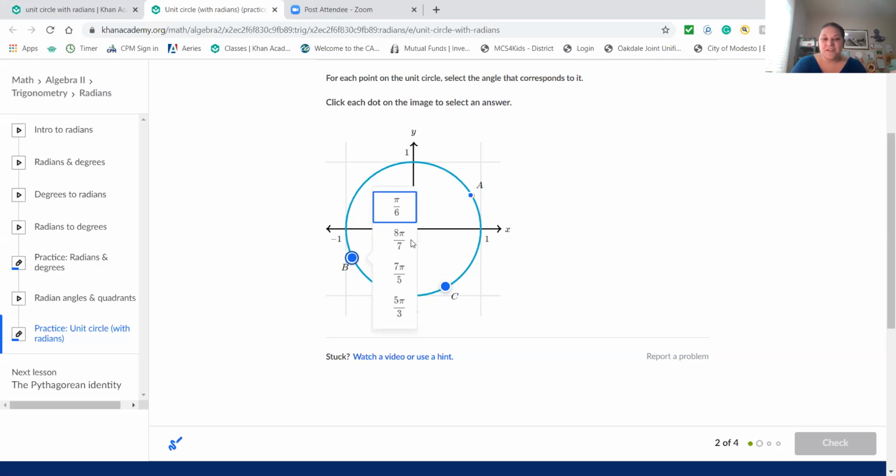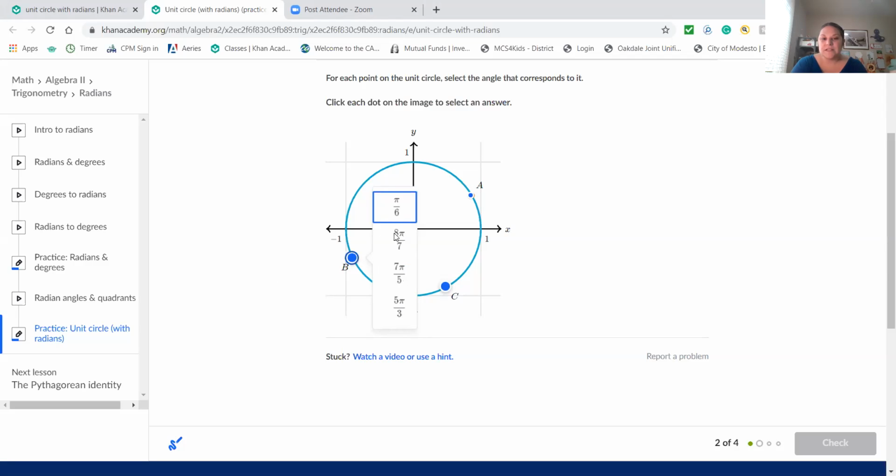And then it's either going to be 8 pi over 7, 7 pi over 3, or 5 pi over 3. And so when I see the different denominators, pi is 180. So 180 divided by 7 is 15. 180 divided by 5 is 36. And then 180 divided by 3 is 60. So that's usually what I do: I take the pi, I convert it to 180 degrees, I divide by 3, and then I know how large the slice is.